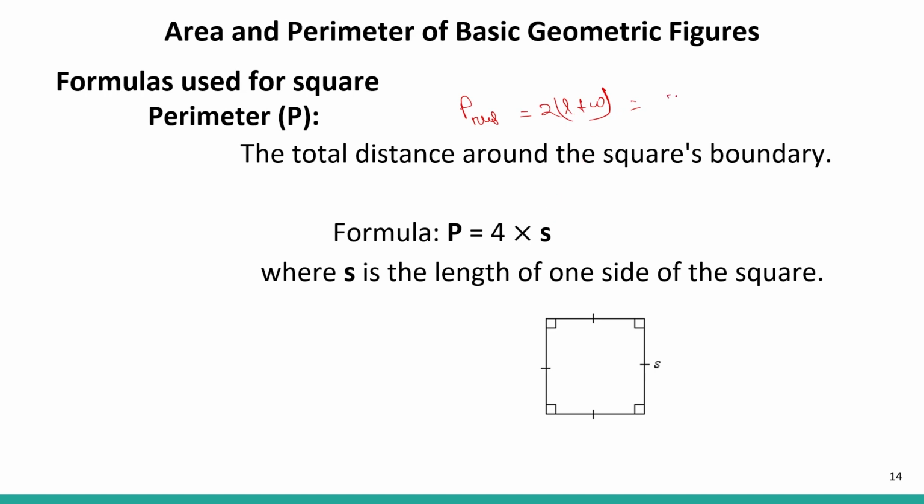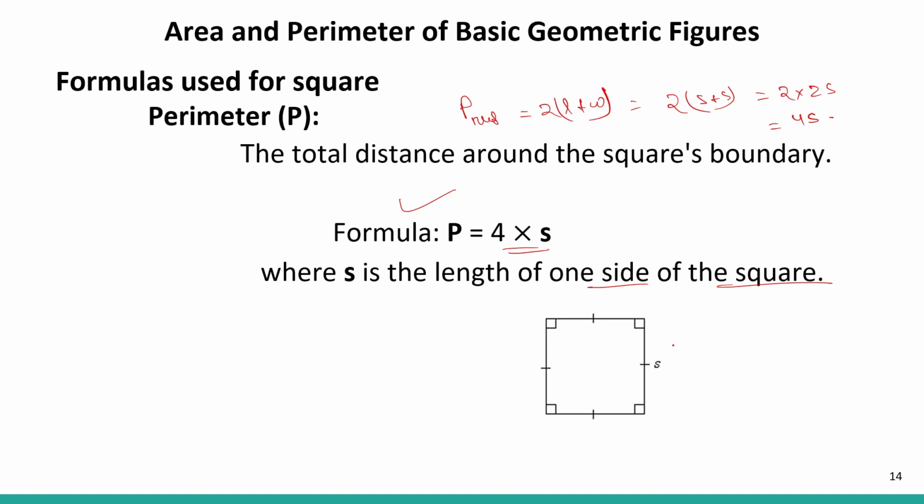Let it be S. So it will be 2 into S plus S. What is it equal to? 2 into 2S. That is equal to what? 4S. So the formula for the perimeter of a square is 4S, where S is the length of one side of the square.